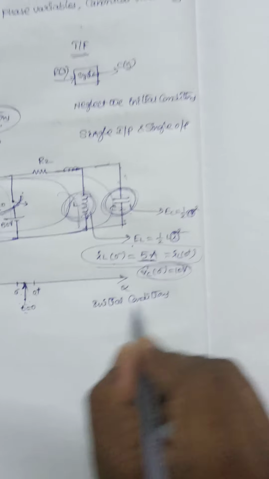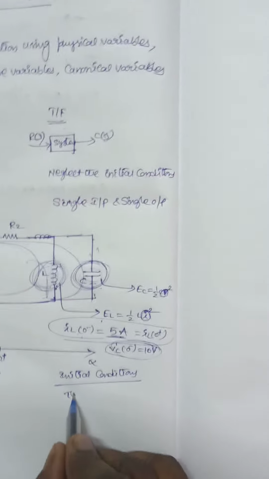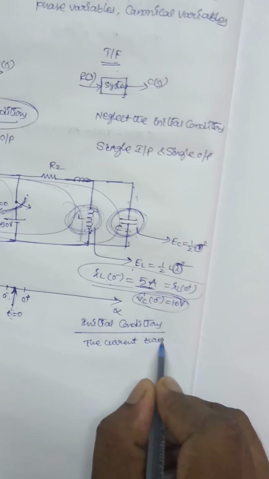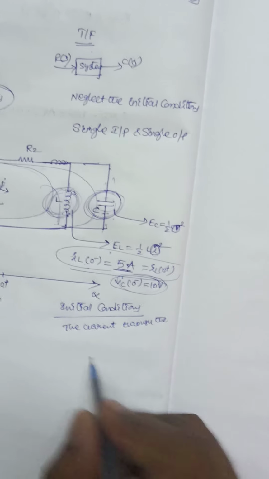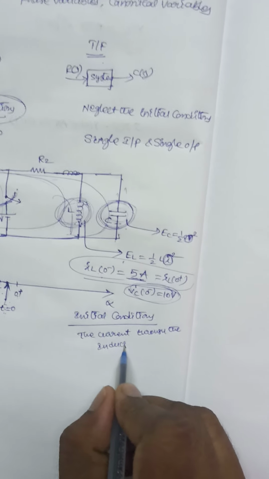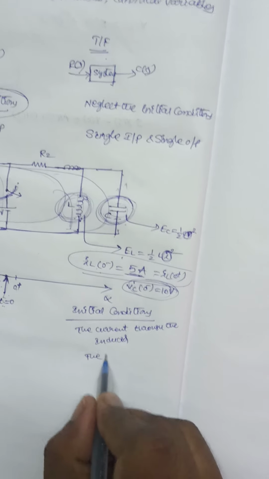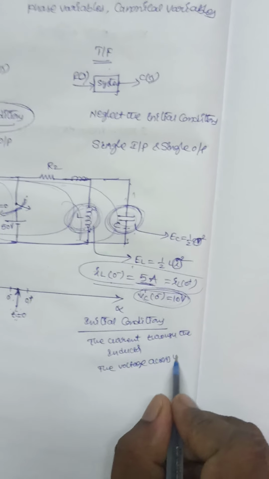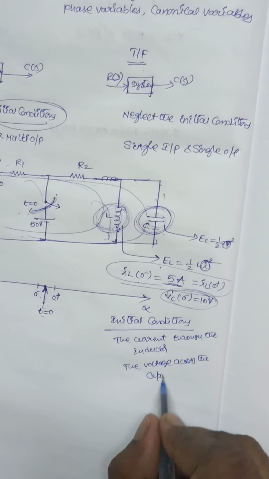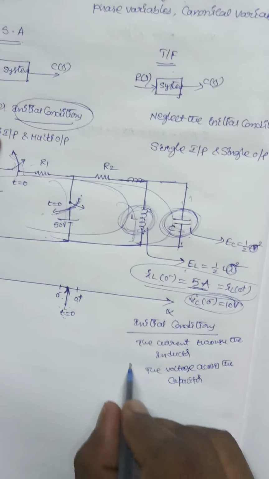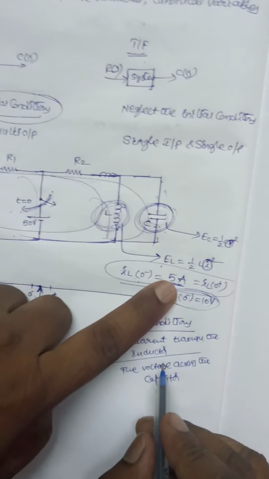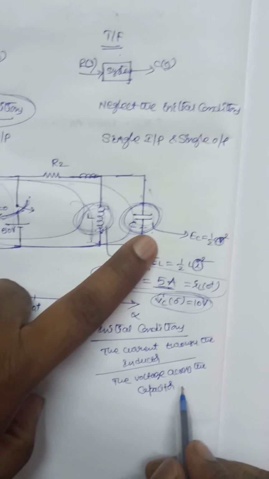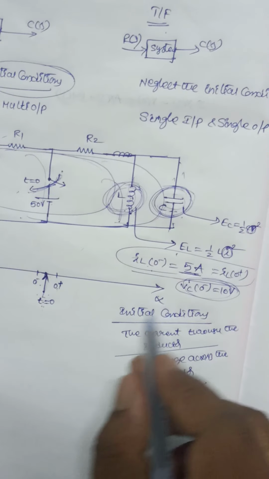That means the initial conditions are the current through the inductor and the voltage across the capacitor. So these are the initial conditions. Initially this much current and this much voltage through the inductor and across the capacitor are there. So these are the initial conditions.